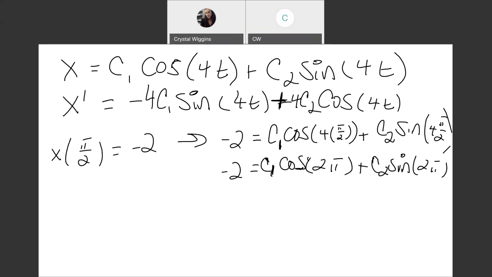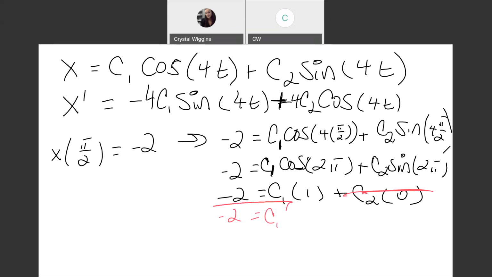Okay, now it's a question of what is cosine of 2 pi? Cosine of 2 pi is 1. Sine of 2 pi is 0. So we have -2 is equal to c1 times 1 plus c2 times 0. So it's telling us that this c2 cannot be found using the original function, and c1 is equal to -2.